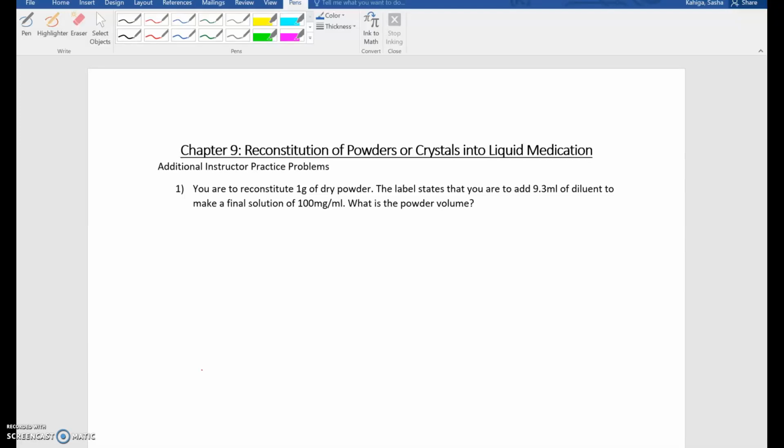Okay, students, this is Chapter 9, Lecture 6. This is reconstitution of powders or crystals into liquid medication. As usual, my disclaimer is that you should have already read the chapter, reviewed the PowerPoint, and read the lecture notes that are provided to you within Blackboard prior to reviewing these lecture videos and completing the assignments.